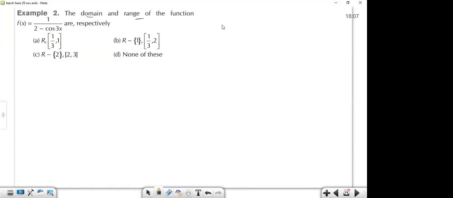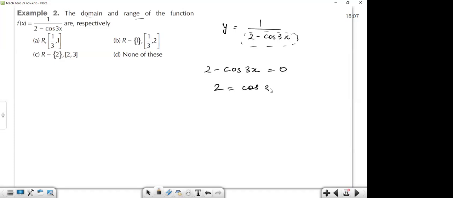So as we can see, y is equal to 1 by 2 minus cos of x. And if this particular term becomes 0, then the function will not be defined. So let's see on what value of x this particular term can become 0. What is the range of cosine? What is the range of cos theta? What is the maximum value of cos theta?